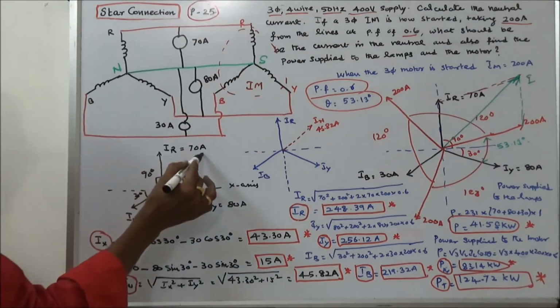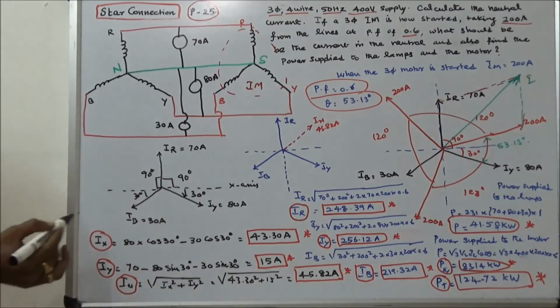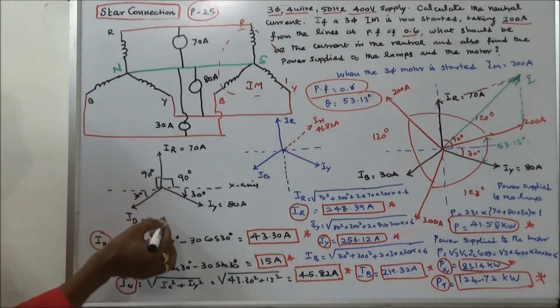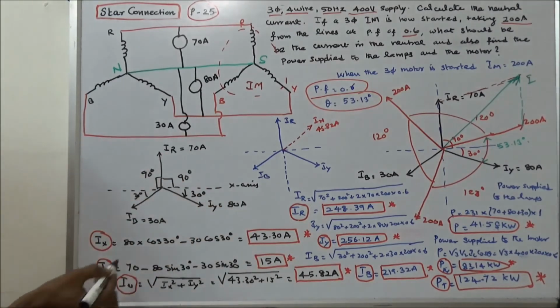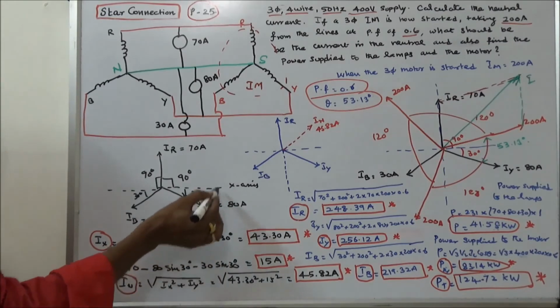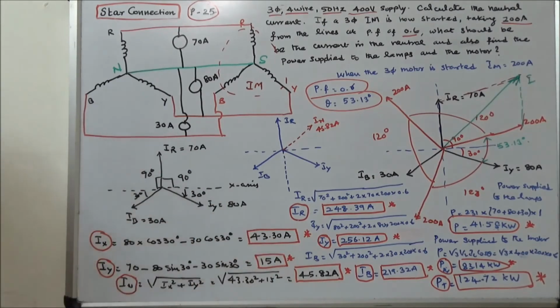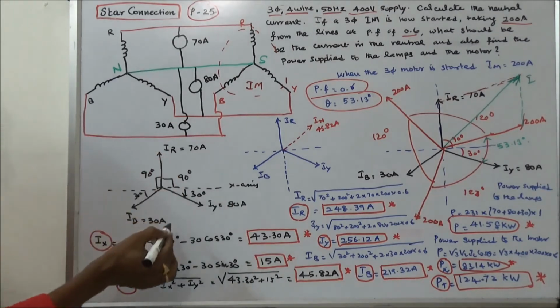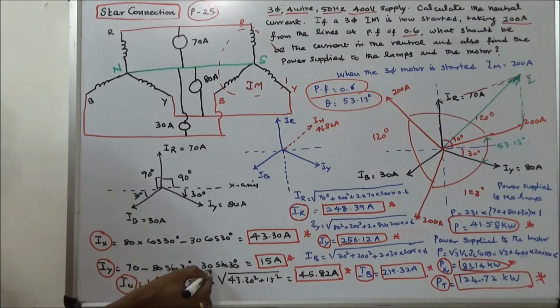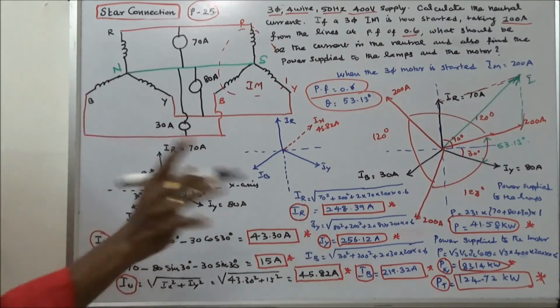IR is equal to 70, IY is equal to 80, IB is equal to 30. How to calculate neutral current? First we have to calculate the x-axis component. That is 80 into cos 30 minus 30 into cos 30, that is equal to 43.30 amps. Y-axis component: 70 minus 80 into sin 30 minus 30 into sin 30, that is equal to 15 amps. Neutral current IN is equal to root of Ix square plus Iy square, that is equal to 45.82 amps. So that is the neutral current.